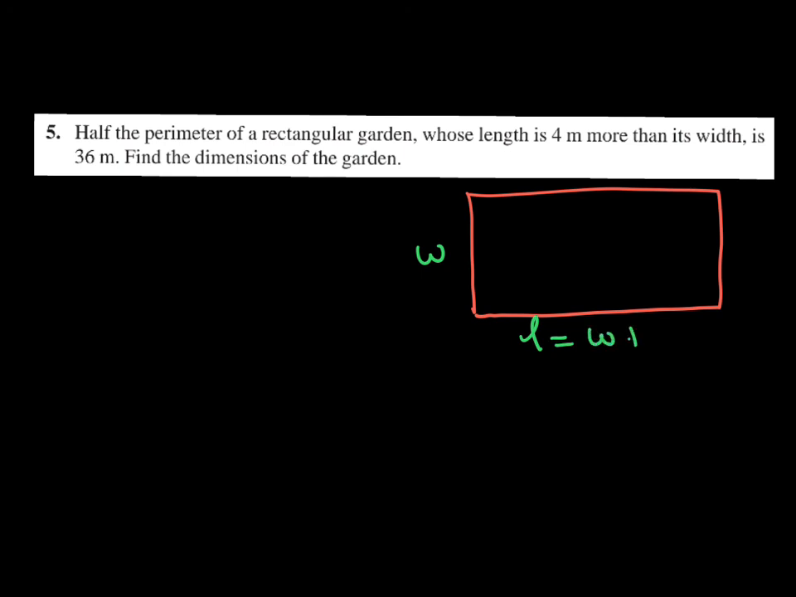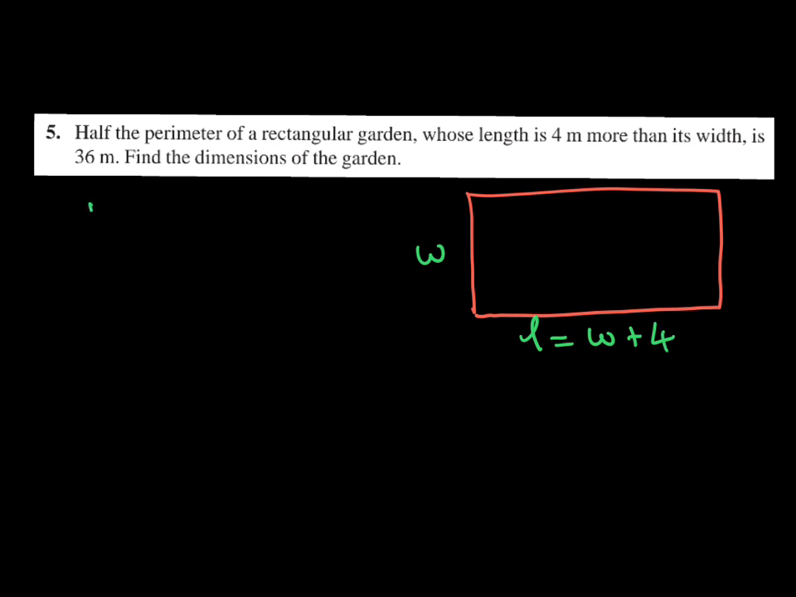Let's try this. Half the perimeter of a rectangular garden whose length is 4 meters more than its width is 36 meters. Find the dimensions of the garden. Let's take the shape of the rectangular garden to be something like this, with the length and the width. The question says the length of the garden is 4 more than its width. So the length is w plus 4.